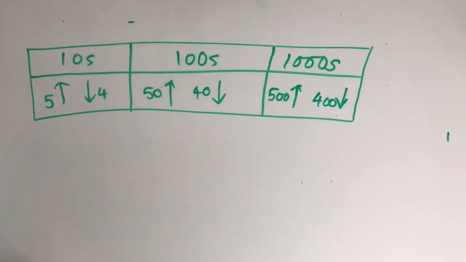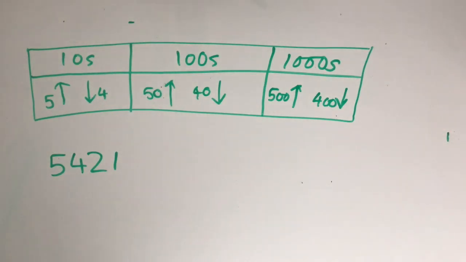It's really important when working in the abstract phase that you know all of the rules really well. So when rounding to the nearest 10, 5 or more will round up and 4 or less will round down. When working to the nearest 100, 50 or more will round up and 40 or less will round down. When working to the nearest 1,000, 500 or more will round up and 400 or less will round down.